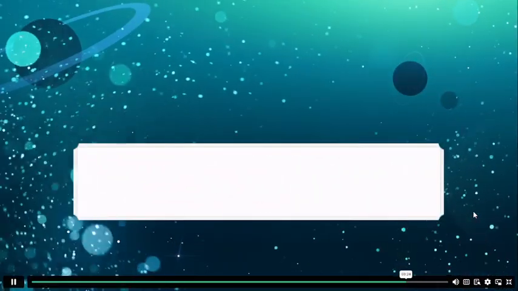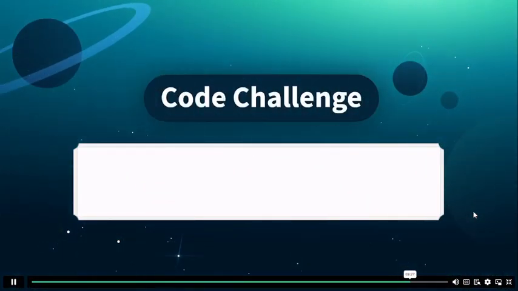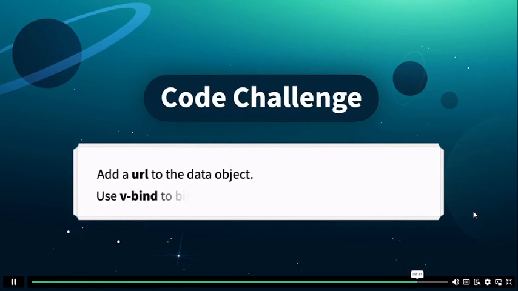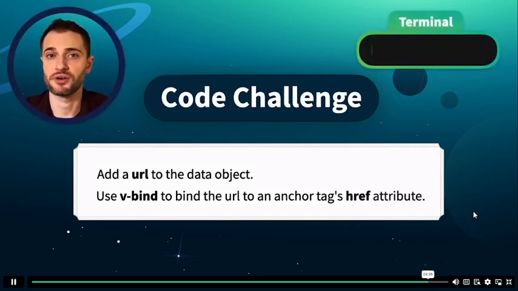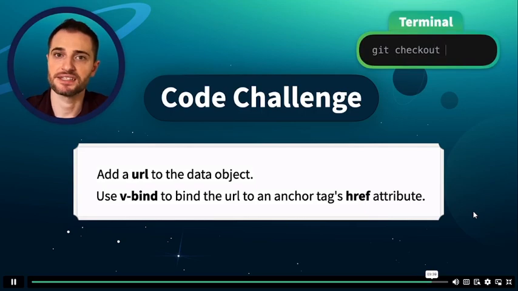So now we've reached the end of the lesson and on to our second challenge. Add a URL to the data object, then use v-bind to bind that URL to an anchor tag's href attribute. As a reminder, if you're coding along with our repo, you can check out the ending code as well. So for this one, it would be L3-end.